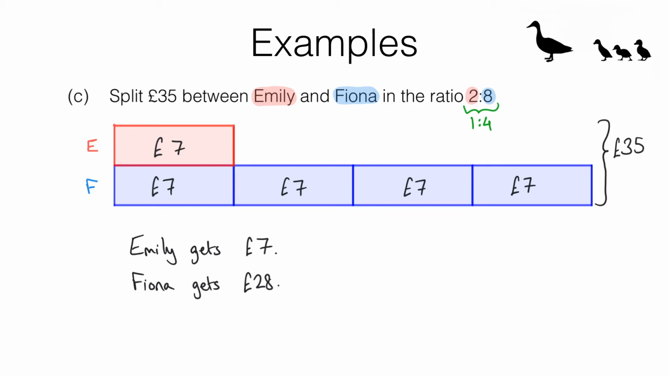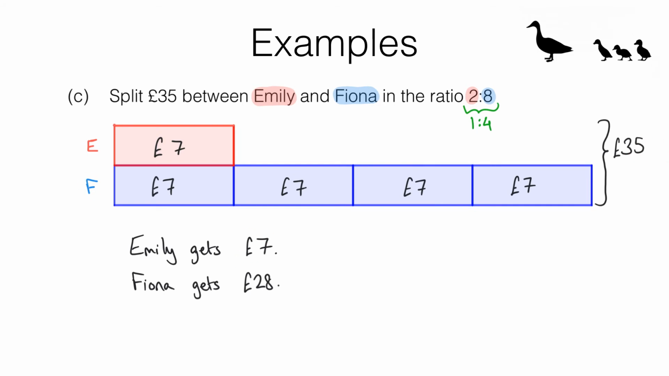Just one final observation. The bar model makes it really clear what fraction of the total each person is getting. Emily is getting 1 out of 5 boxes in total. So Emily is getting 1/5. She's not getting a quarter, which you might think by looking at this simplified ratio. She's not getting 1/4, she's getting 1/5 of the money. And if you just check that, 1/5 of £35 is 7.